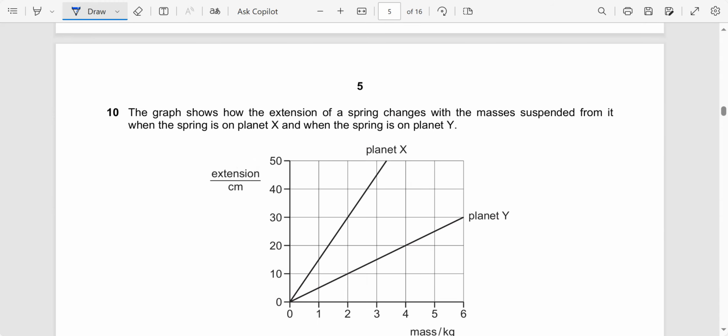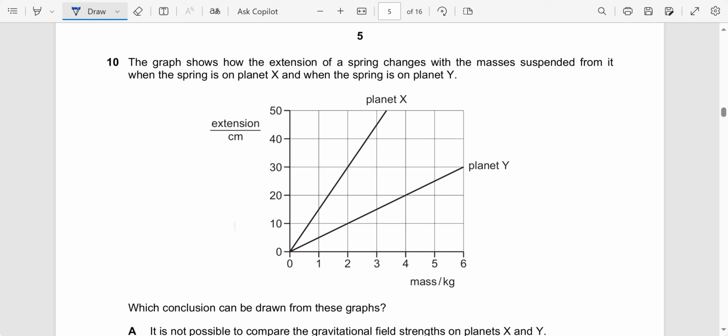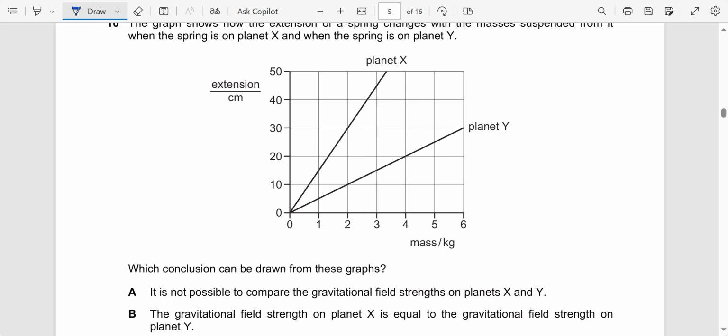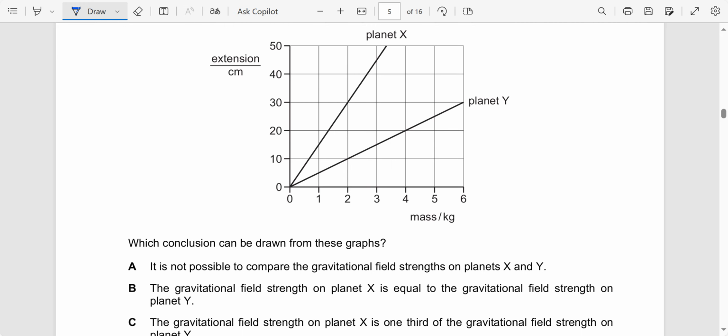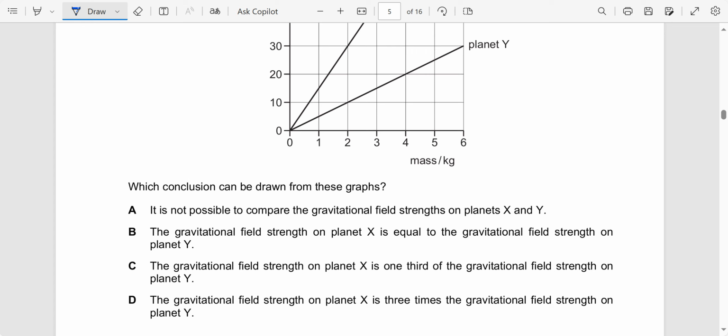The graph shows how the extension of the spring changes with the mass suspended from it when the spring is on the planet X and the spring is on the planet Y. Since it's an extension against mass graph, this is very important now. What conclusion can be drawn? It is impossible to compare gravitational field strength. No, it is possible. Gravitational field strength on the planet X is equal to, no, that's not equal, otherwise this would have been the same line.